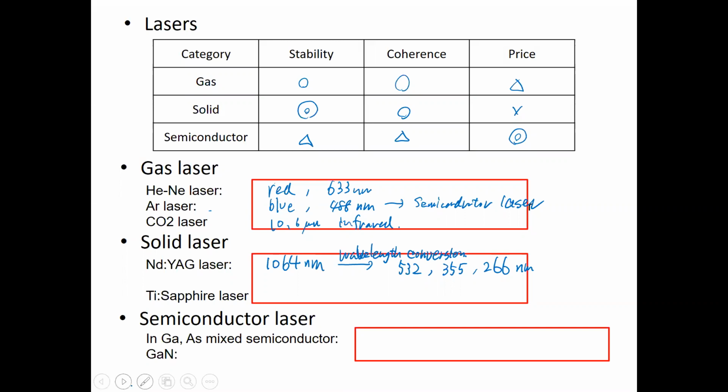And also, we often use the titanium sapphire laser, which is good for covering a wide wavelength region by optical tuning. The tuning of wavelengths is possible. And also, this laser has been utilized for femtosecond lasers.